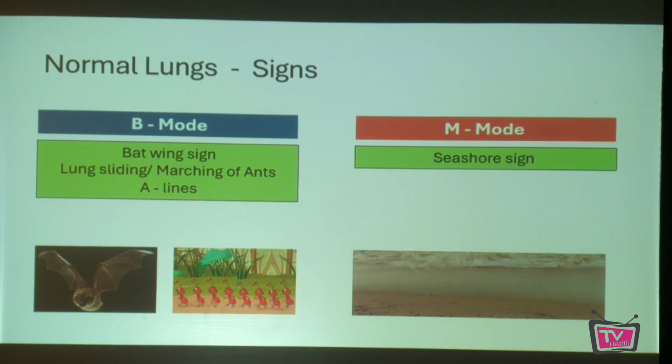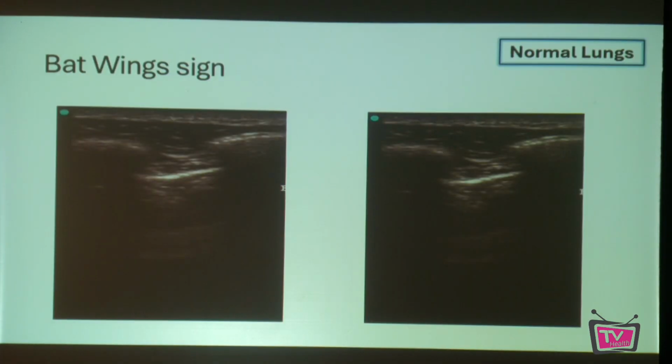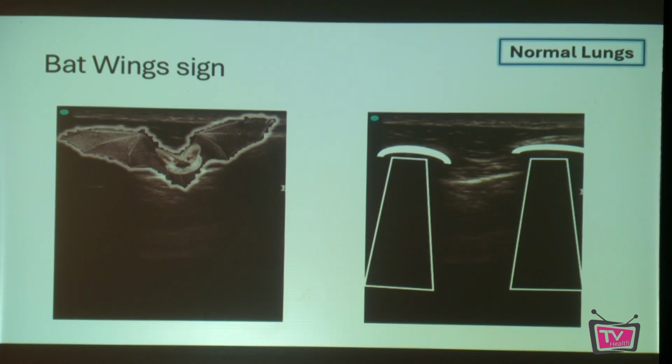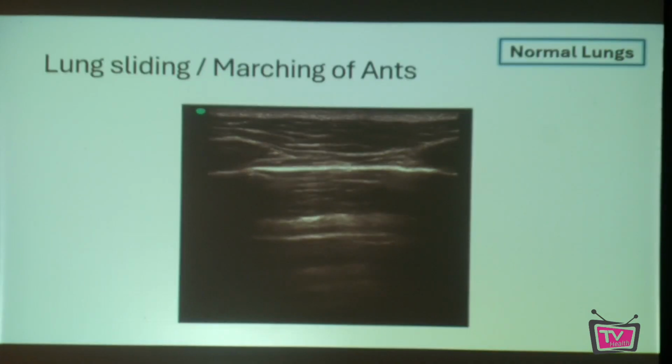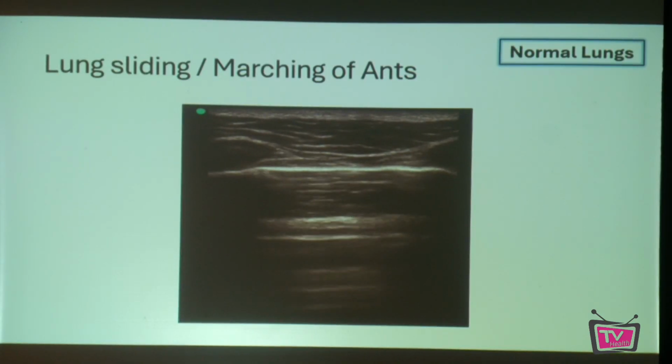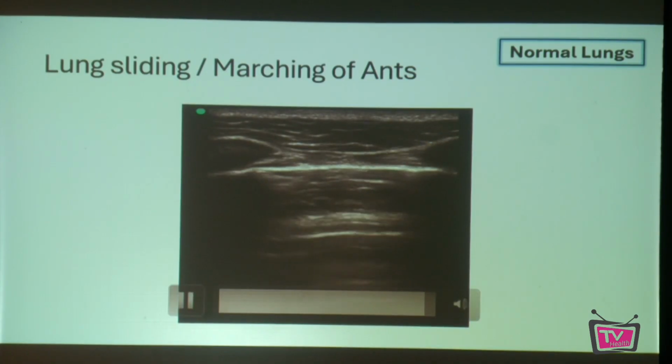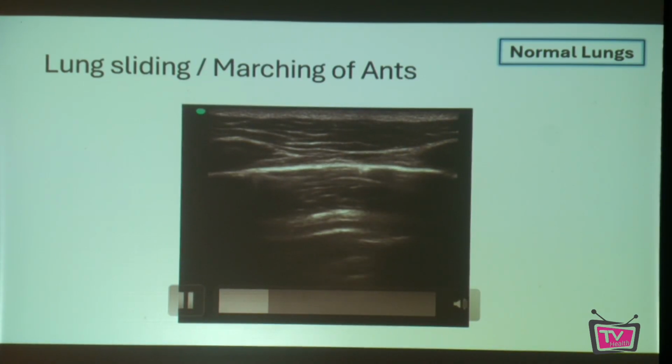And when you do an M mode, you will find what is called the seashore sign. This is a trivia from the normal lung, right? Just look at the classic bat sign, and this is the space called the Merlin space, where you like to see the activity. This is a dry lung actually. This is what I was talking about, the marching of ants.